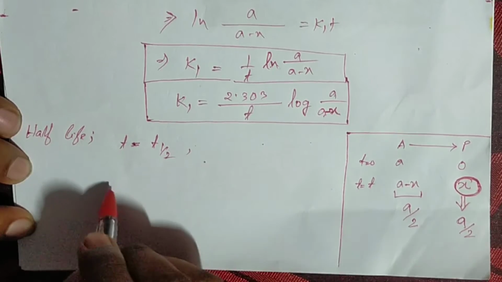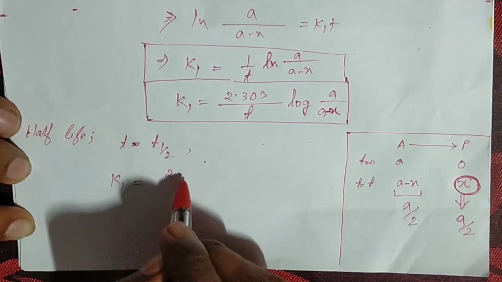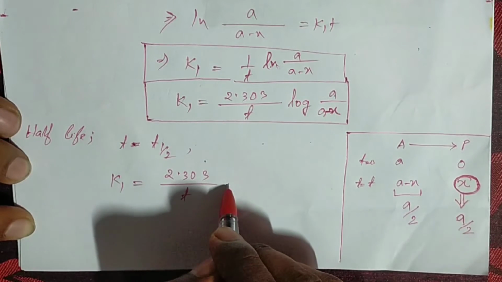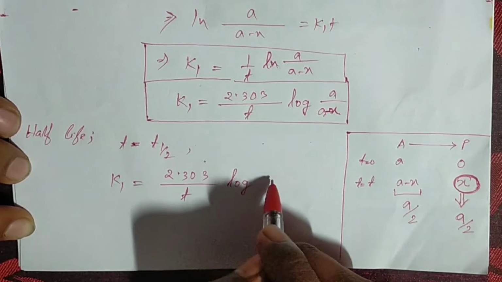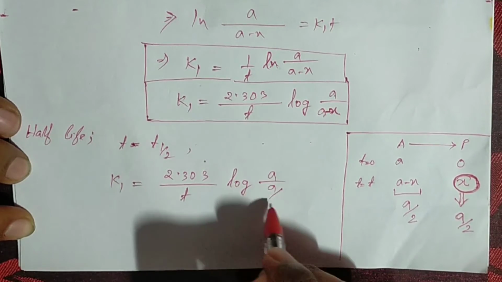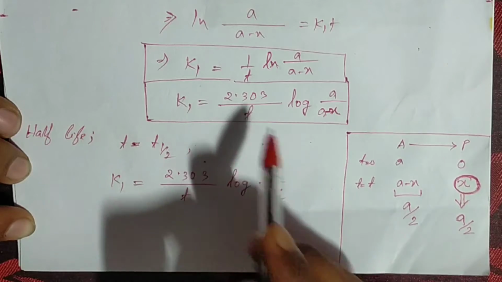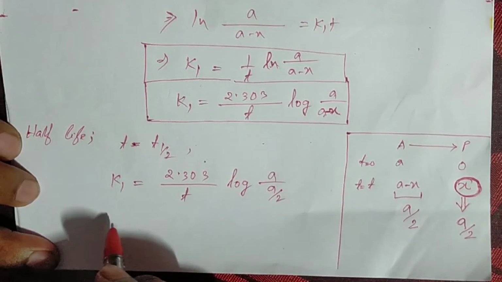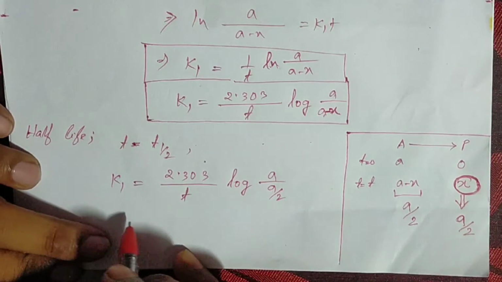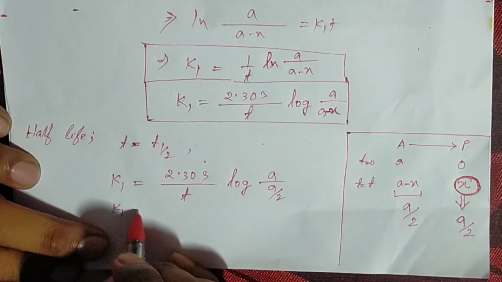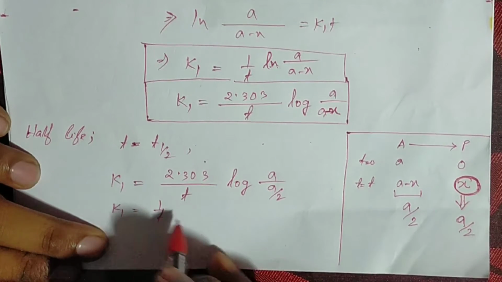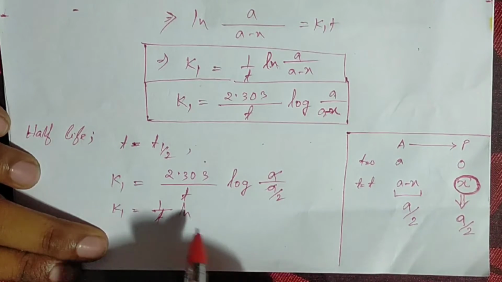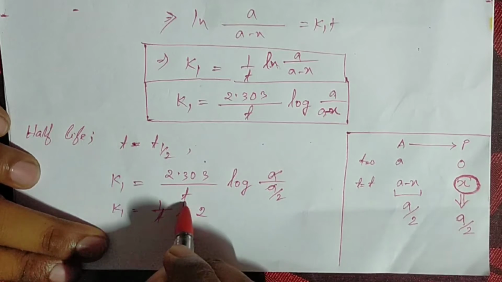So we can write k1 is equal to 2.303 divided by t half times log a by a by 2. Or you can also write the ln equation, which is easier to understand. The a will cancel out, and there will be ln 2.